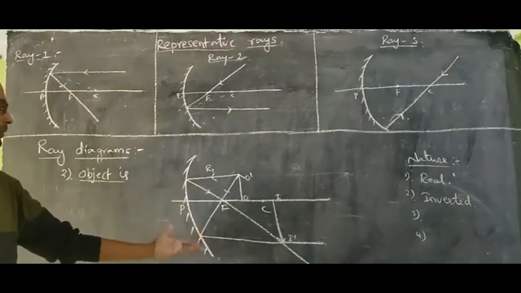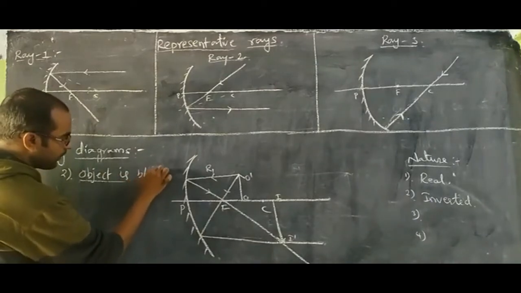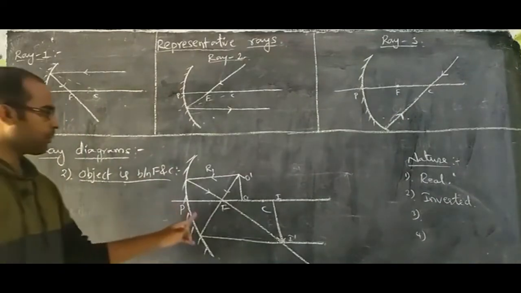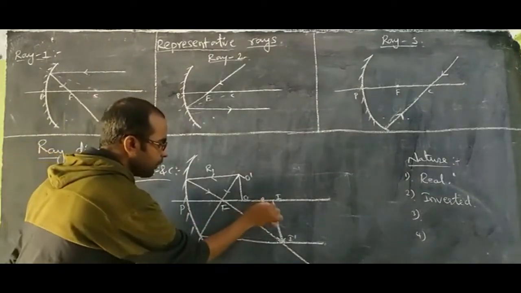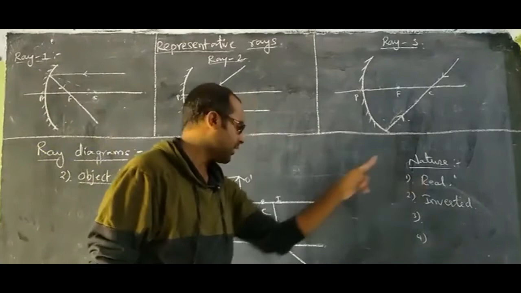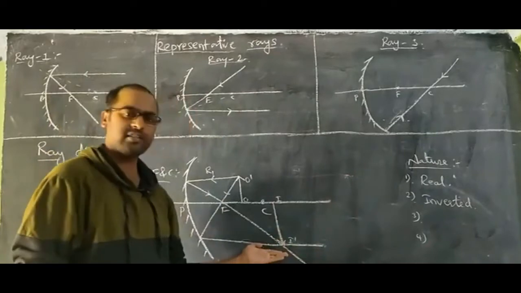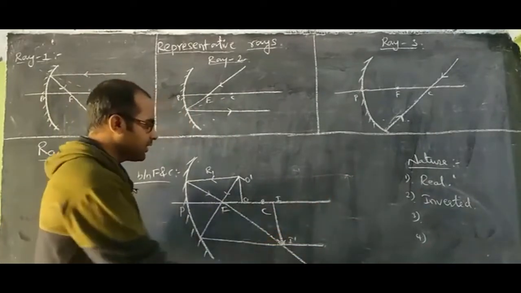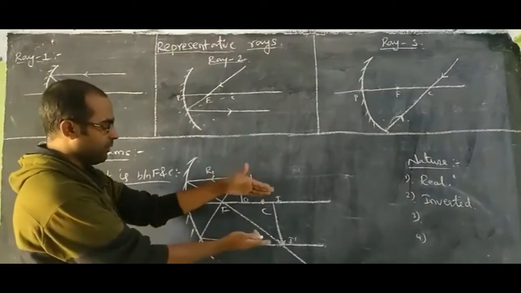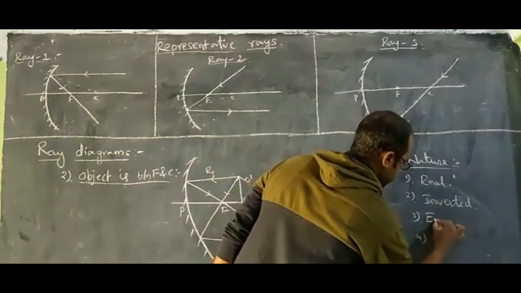Now how can we write? When the object is placed between F and C, where is the image formed? It is beyond C. So let us see the nature of the image. It is a real image, that can be taken on a screen. Real, inverted, definitely an inverted, upside down image. And next, is it a diminished image or an enlarged image? It is an enlarged image, the size of the image is more when compared to the size of the object.